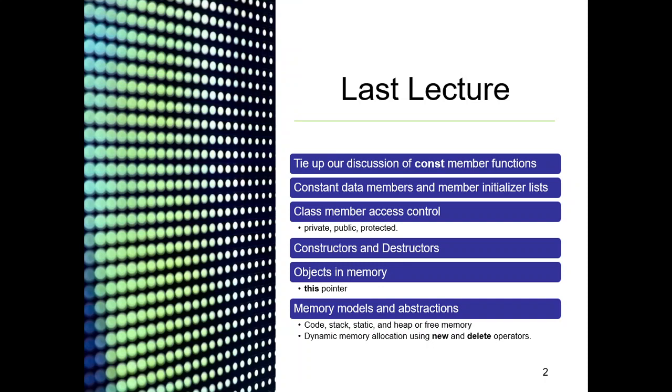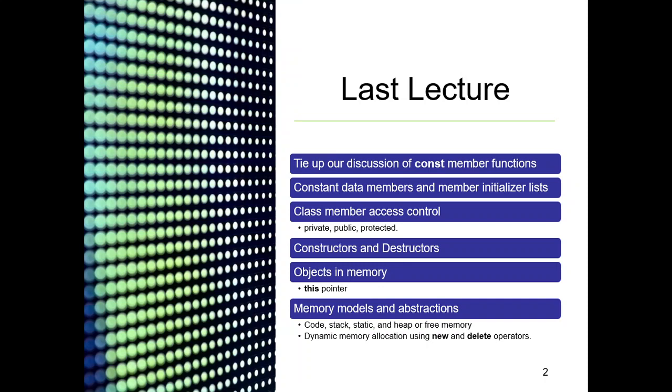So the answer to that is that every member function receives the address of the object for which it has been invoked, and it receives that address in a special pointer called the this pointer. This is a keyword, so from within that member function, you can access the address of the object for which that function was invoked using the this pointer. We did that as well.